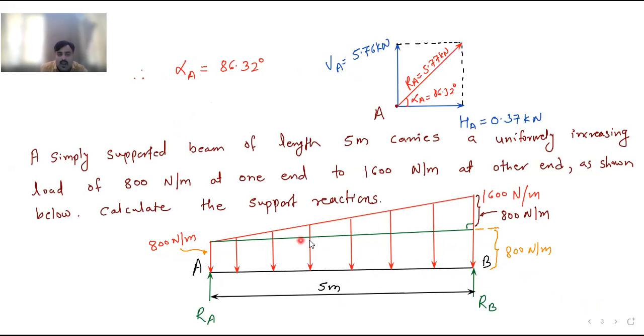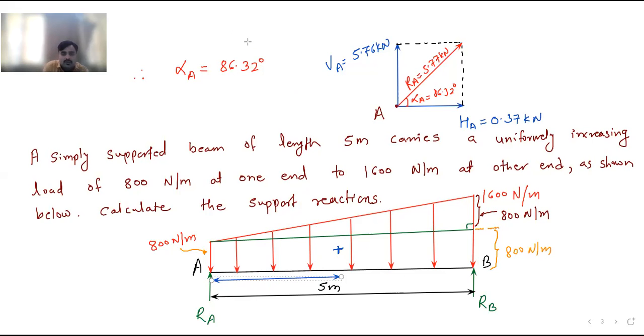This point load will act at the center of the rectangle, that is at the CG of the rectangle. So where is the CG of the rectangle? If this total is 2.5, its CG will be somewhere here. If the total is 5, then its CG will be somewhere here. And how much is this distance?